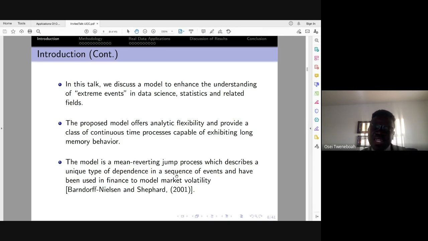And then one advantage is that the model I'll be discussing is a mean reverting jump process. Okay, and here the keyword is jump. So why do we have jump? We have jump because for the financial data set, because of the fluctuations in stock prices, we describe these fluctuations as a jump. So it's a mean reverting jump process. And what do we mean by mean reverting? What mean reverting means is that in the long run, the price will move towards its mean value. And this mean reverting jump process is able to describe the unique dependency in a sequence of events. This model has been used by Barndorff-Nielsen and Shephard to describe market volatility.